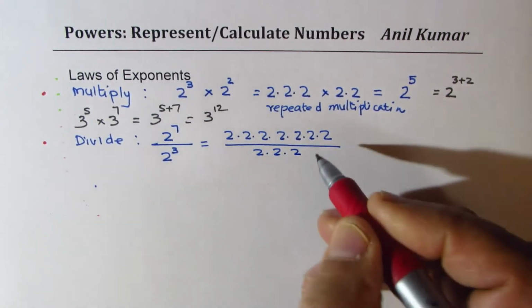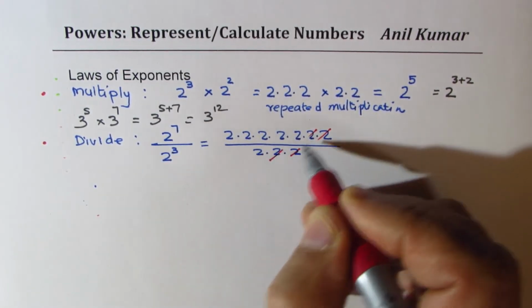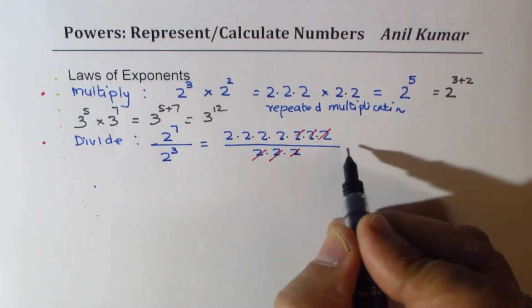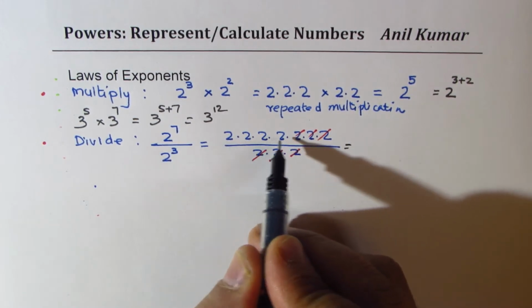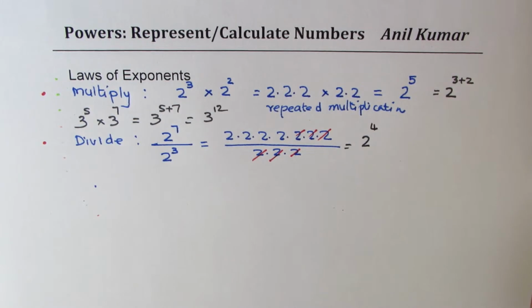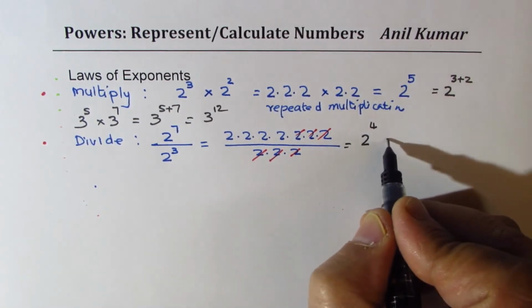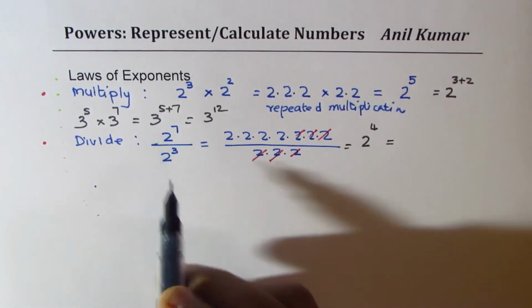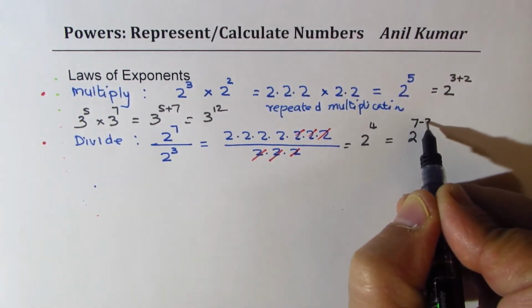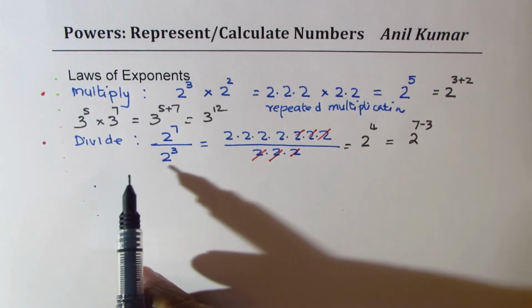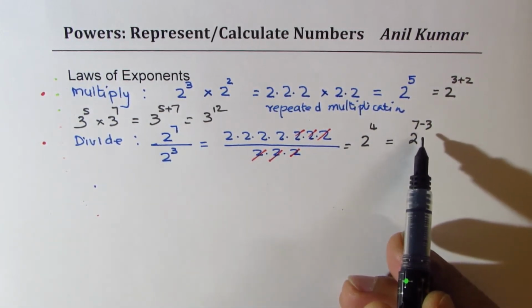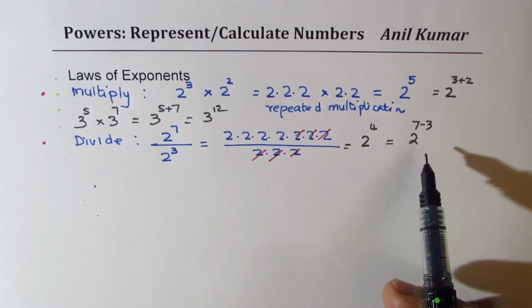Now, 2 divided by 2 is 1, 2 divided by 2 is 1, 2 divided by 2 is 1. So when you simplify, what do you get? You have 1, 2, 3, 4, base is 2, exponent is 4. Perfect. Now I could have got this answer by taking away 3 from 7. So it is also 7 minus 3. Do you see that? So when you divide, the exponents get subtracted. So that's the second rule.